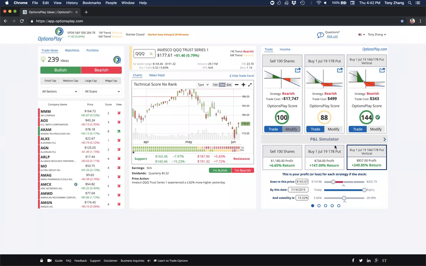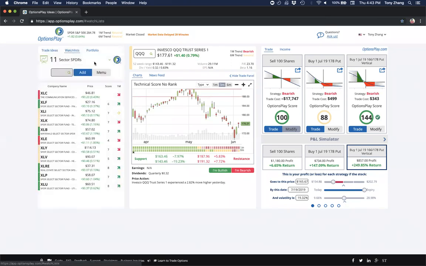So the platform itself is divided into 3 sections. We have trade ideas, watch list, and portfolio on the left-hand side. In the middle is our security analysis panel. On the right-hand side is trading and income. We call these 3 panels the what, the why, and the how of options trading. So what symbols do you want to look at? Fresh trade ideas scanned for you every single day. Watch lists that are already pre-built for you, and you can add your own symbols to the watch list, to quickly scan for opportunities for what symbols you want to take a look at.